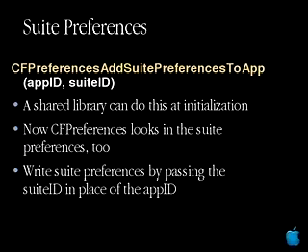They do this by calling CF Preferences add suite preferences to app. The first argument is the app ID. That's the application to which the suite preferences will be added. The second argument is the suite ID, which tells us which suite should be loaded. Once this is done, all queries to CF Preferences will search the suite preferences as well. When you need to write suite preferences, you'd use the same API you would to write application preferences. You simply substitute the suite's ID for the application ID.